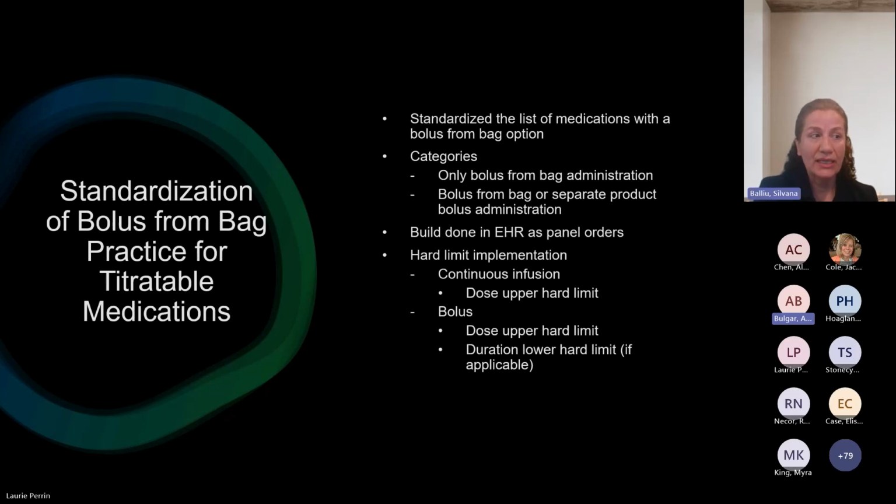The bolus from bag requires barcode scanning, just like any other medication. And two options appear on the screen for a clinician to choose from when the infusion bag is scanned: the bolus dose and the continuous infusion.